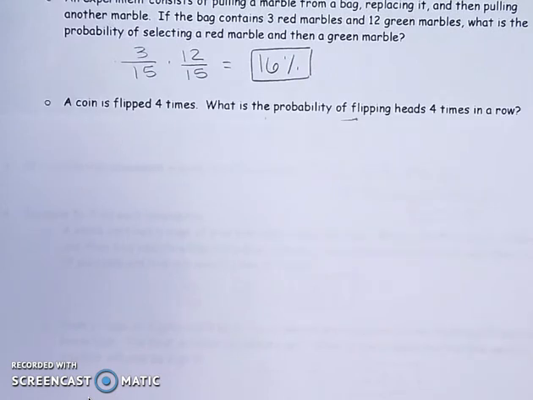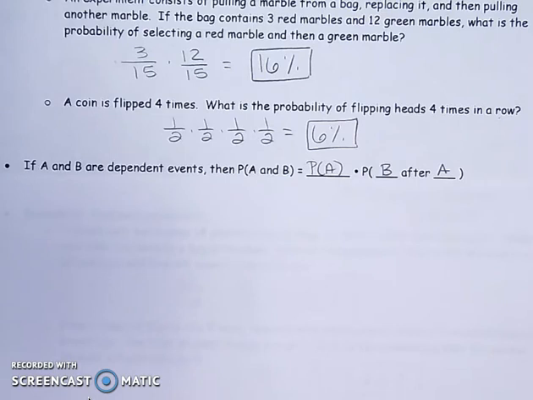The last one, we're flipping a coin 4 times, and the probability of getting a head 4 times in a row is the probability of getting a head and a head and a head and a head. So 4 heads total. So that would be 1/2 times itself 4 times, which is 1/16, or about 6%.